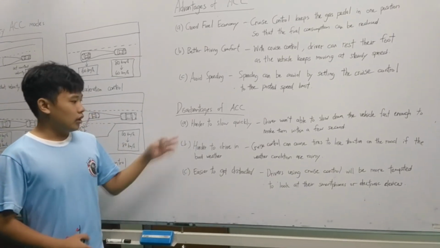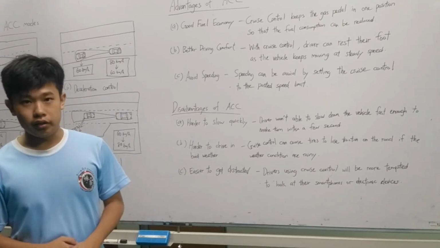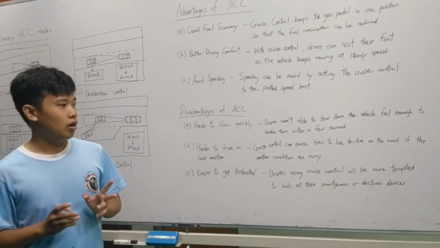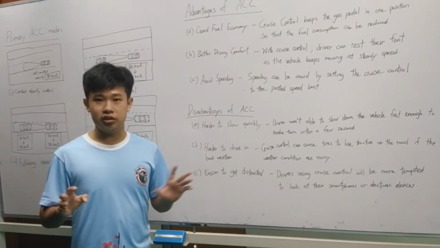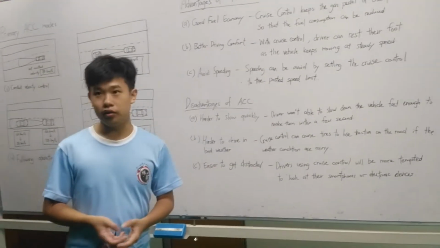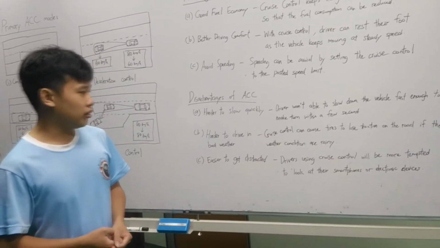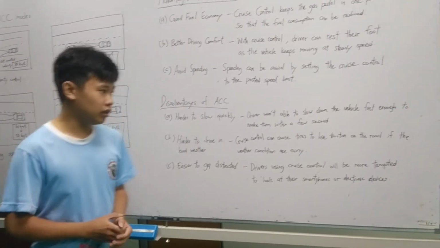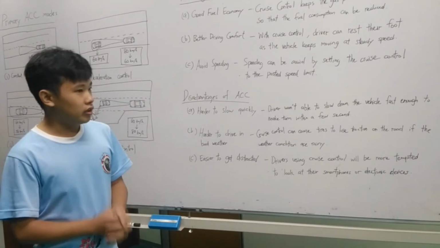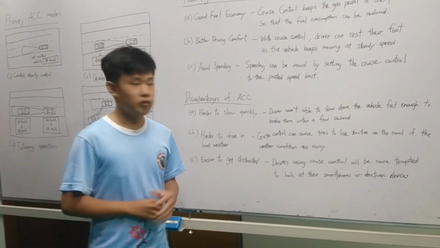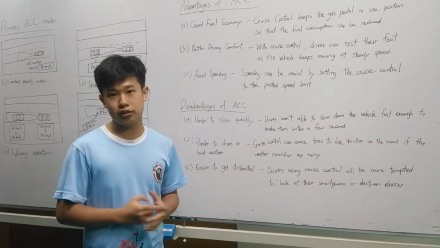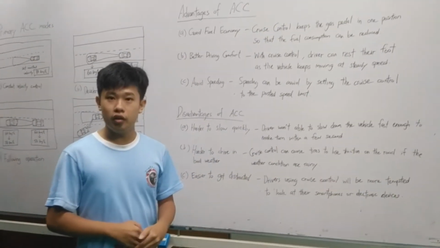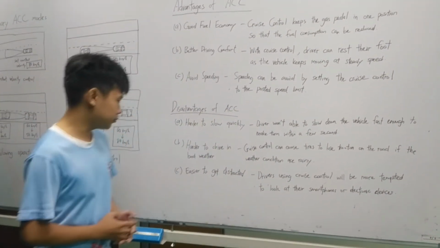Next, it is harder to drive in bad wheel conditions. Cruise control can cause loss of tire to road traction if the wheel condition is very bad, such as in rainy weather. Because the cruise control cannot detect the condition of the surroundings, it keeps a constant acceleration when it's raining, so it can also be dangerous to the driver.